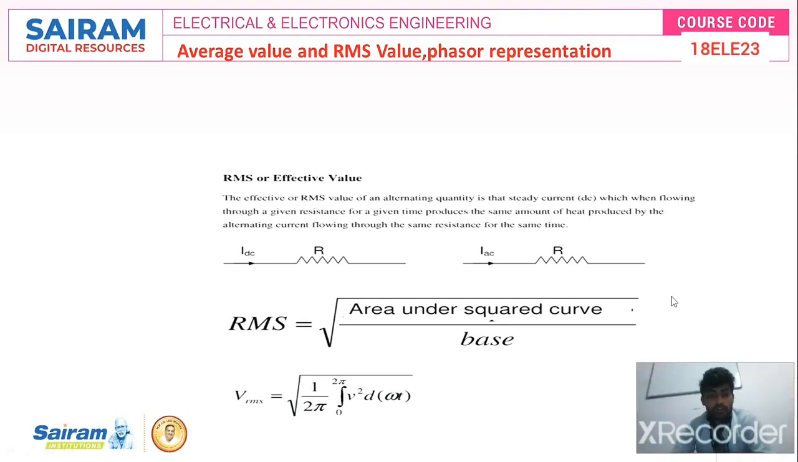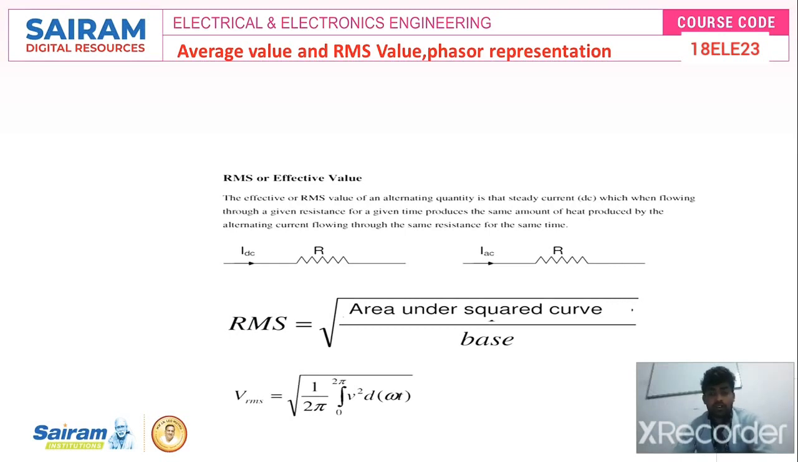So RMS value of alternating quantities. I'll just give you the example. If we take one resistance, or one lamp, or any one heater, you can take. So if you pass AC power supply to the resistance, and if you pass DC supply to the resistance, the effect is same. So the output will be same for both AC as well as DC. See here, there is a resistance present and DC supply we have given, that is DC current, and to this resistance AC supply we are giving, but the effect will be same for both the resistances, right? So that is called RMS value, root mean square value.